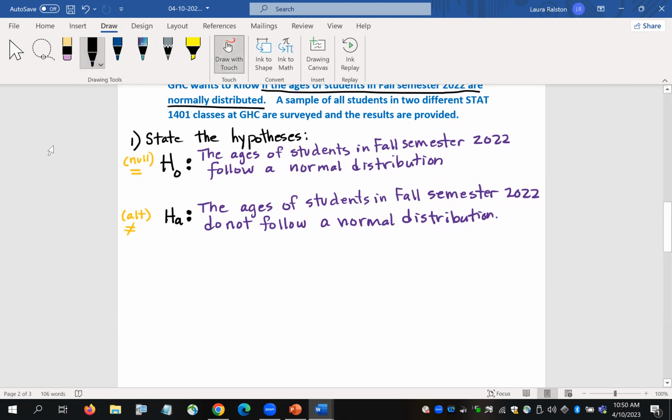Okay. Step 2 is, I usually say, we identify the players. You have to identify the information that you need to work that problem. Well, in order to make this determination for whether or not the data is normally distributed, you need the raw data. Okay, so we need the raw data.